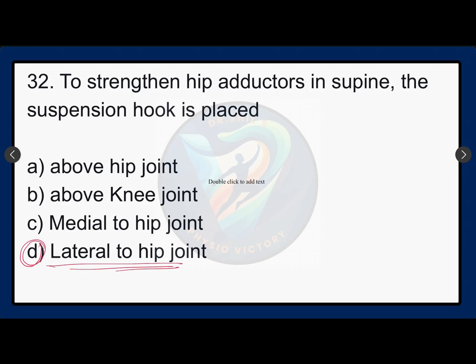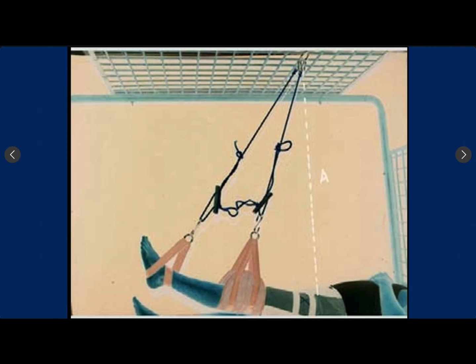To strengthen adductors, gravity must create an abduction force. Therefore, the suspension hook is placed lateral to the hip joint so the patient works against gravity into adduction. This is an image you can see. This is the point rightly above the hip, but it is placed just lateral to it.